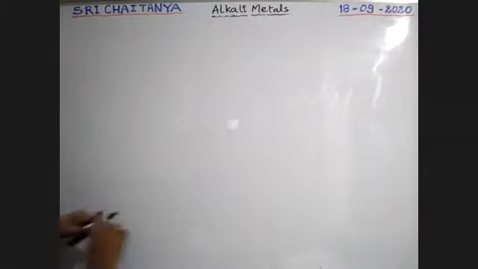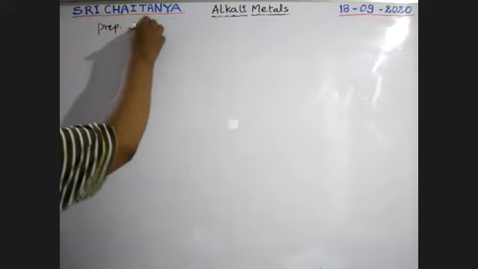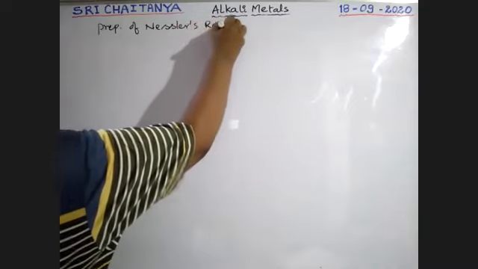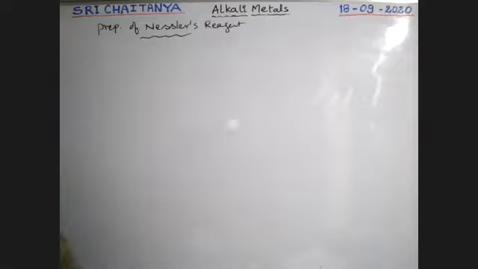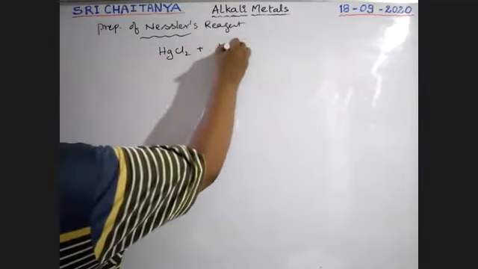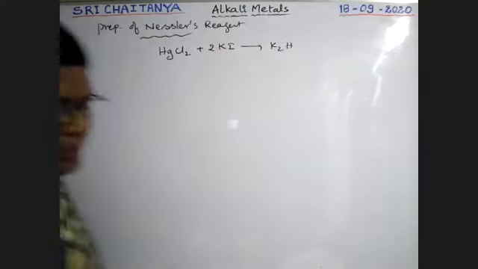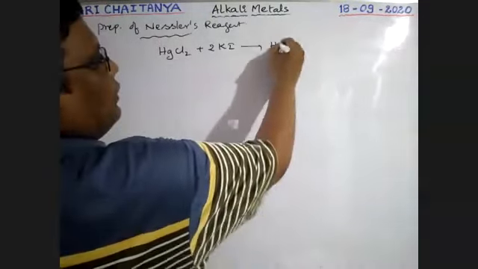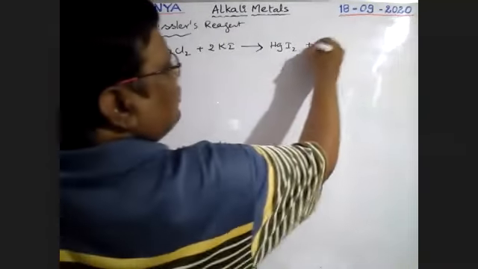That is the preparation of Nessler's reagent. See here, that is mercuric chloride, HgCl2, which reacts with potassium iodide, 2 moles. Sorry, just a minute. HgI2 is the first product, plus 2 KCl.